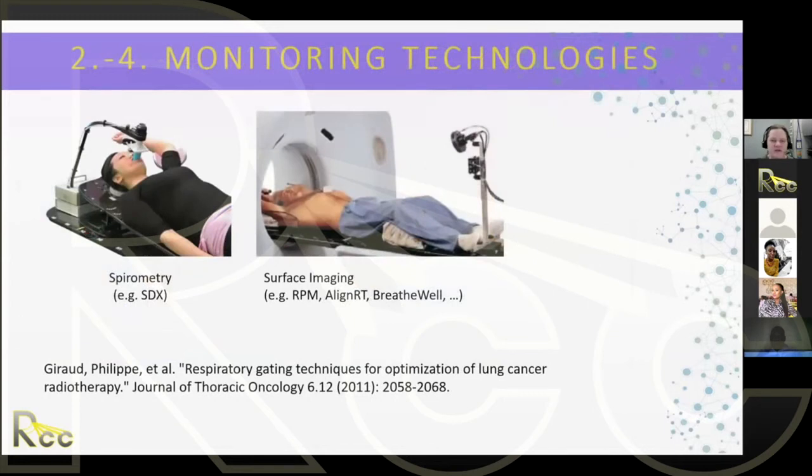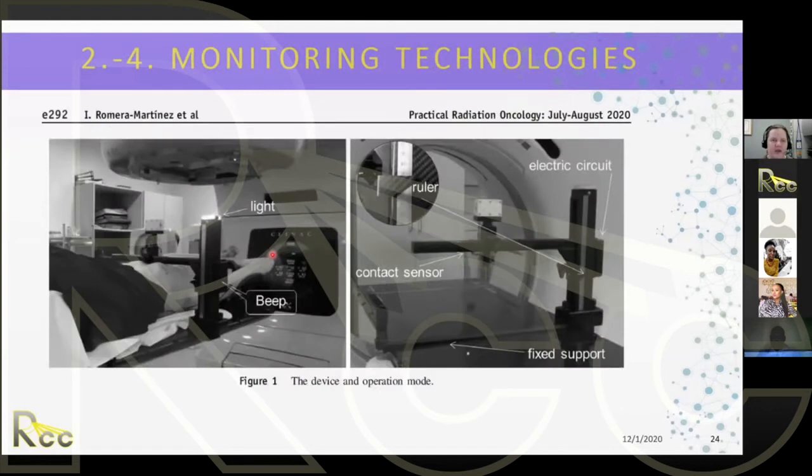So there are lots of papers out there that show the different devices and how they work. I want to point you to a particular paper that is actually open access in the journal Practical Radiation Oncology. This is a site in Spain that built their own respiratory motion device. They have very good instructions in that paper. You can pull that out, and actually for not a whole lot of money, you can build your own device that they have shown works really well.